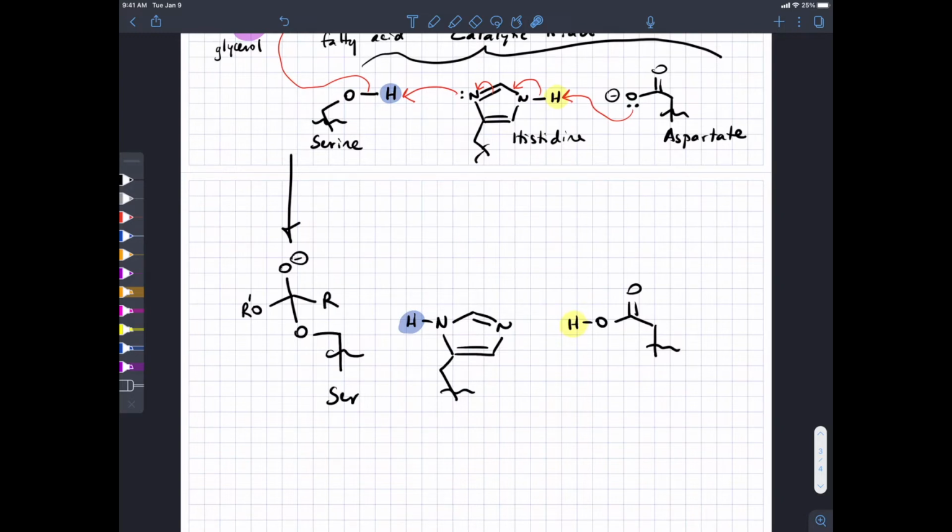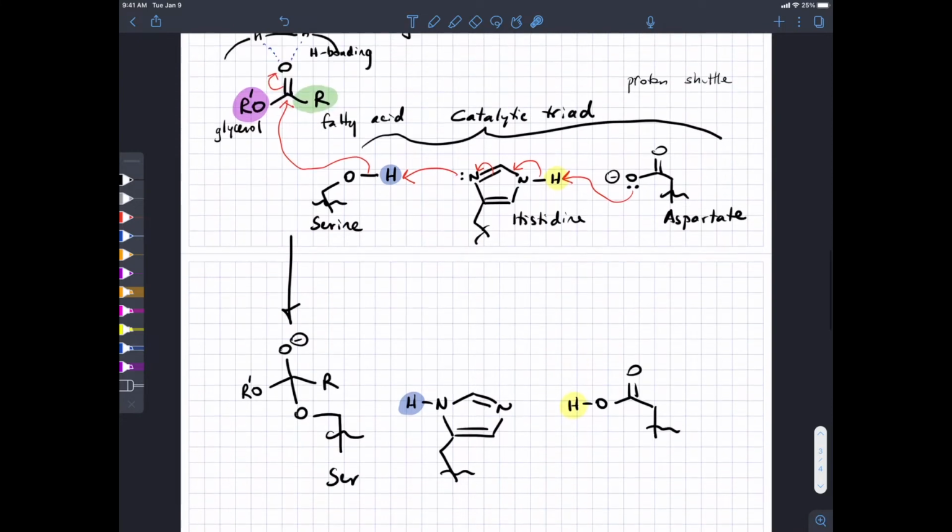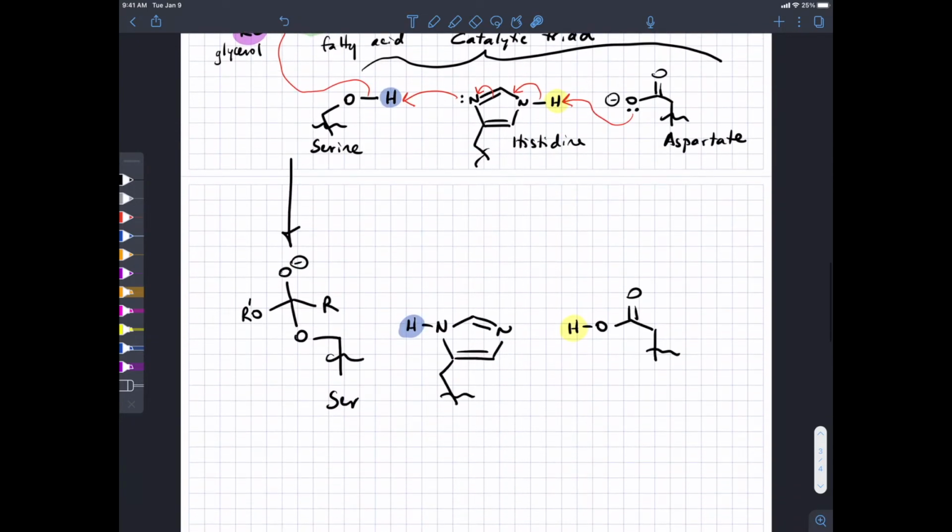Question from Hayden: do histidine and aspartate not attack the carbonyl because they aren't close enough? Exactly. Yeah, the active site positions the serine in just the right place relative to the carbonyl and the oxyanion hole. I haven't drawn that oxyanion hole here. Maybe I'll just do it quickly so that you get the idea that we're hydrogen bonding with that tetrahedral intermediate and stabilizing it.